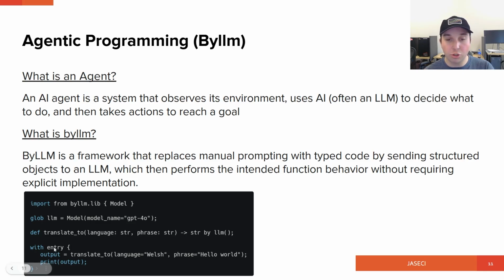And then with our entry, we're then able to just call the function as normal. So we're able to translate to Welsh. We're able to give it a phrase. We're able to take the output and then print the output like any other function. Again, this is really cool because normally you'd have to make a lot of implementation changes where there's more prompt engineering, a lot more overhead with the dealing of different models and libraries, but byLLM abstracts most of that away for you.